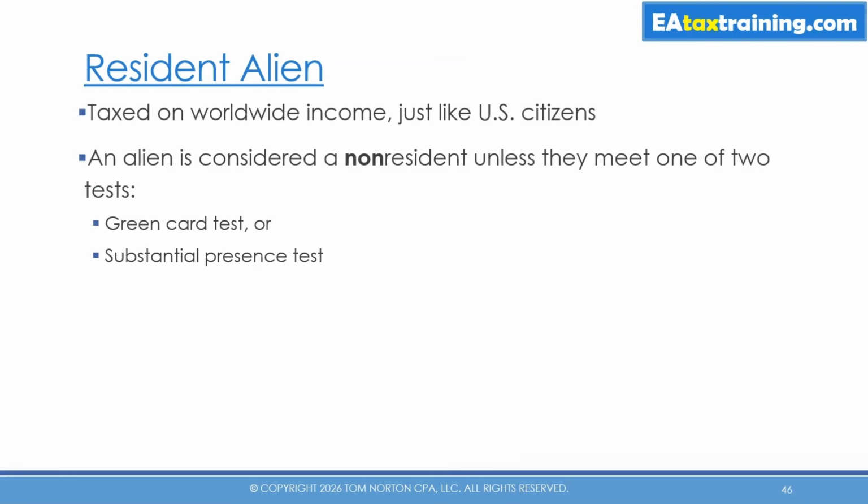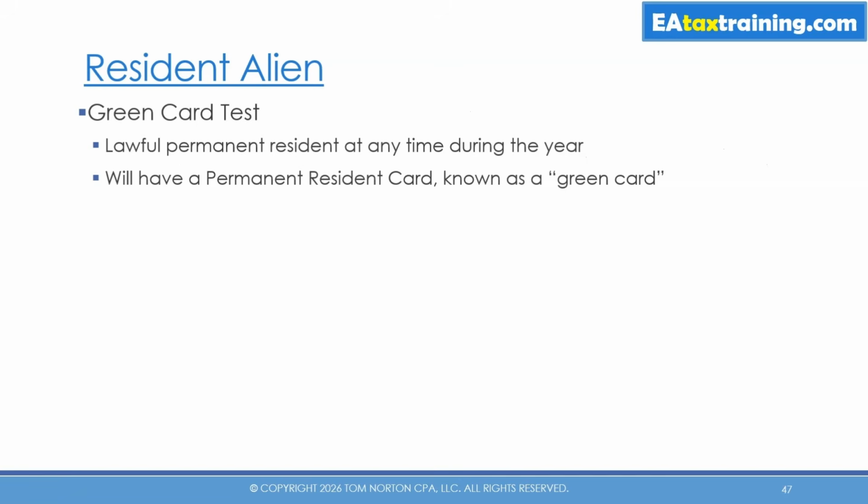So let's talk first about resident aliens. Resident aliens are taxed on their worldwide income, just like U.S. citizens. And an alien is considered to be a non-resident alien by default. So the default is that a person is a non-resident alien unless they meet one of these two tests called the green card test or the substantial presence test. Now, from a taxpayer's standpoint, it is actually better to be a non-resident alien because, as you'll find out, non-resident aliens are only taxed on their U.S. source income, whereas resident aliens are taxed on their worldwide income. So these two tests will determine whether or not someone is, in fact, a resident alien and therefore taxable on their worldwide income.